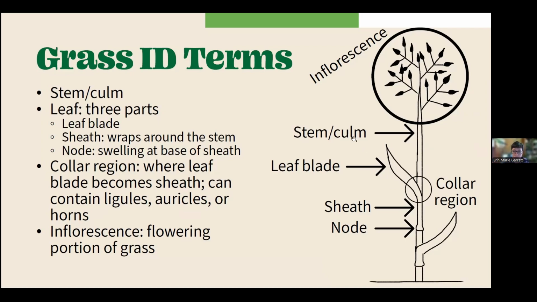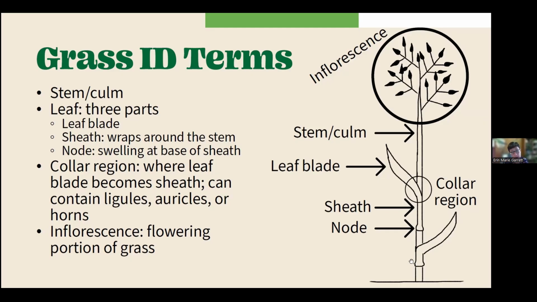The backbone of the grass is going to be a stem. You may also see the term culm. I usually don't use that one, but in an ID book, you might run across that same thing as a stem. What we typically think of as a leaf has three different components: a blade, a sheath, and a node. The leaf blade is the structure that we typically think of when we think of a leaf, but that blade is going to wrap around the stem and form a structure called the sheath. Where that sheath ends, there's going to be a swelling called a node or a joint, and that's at the bottom of the leaf sheath.